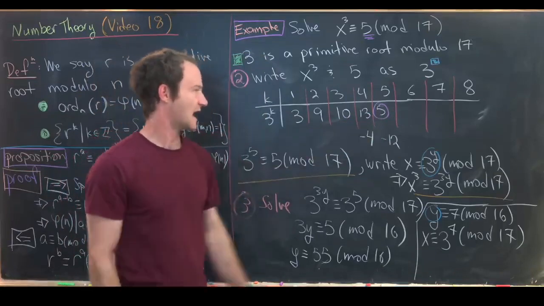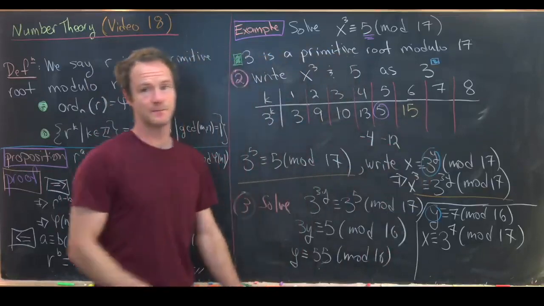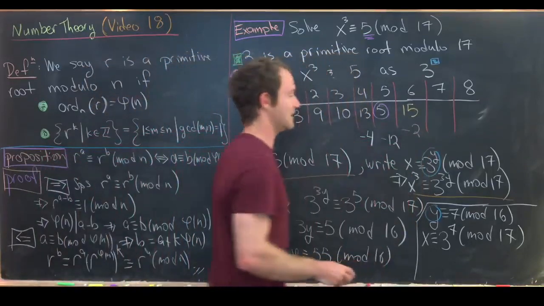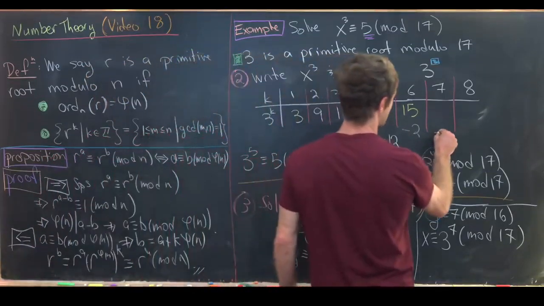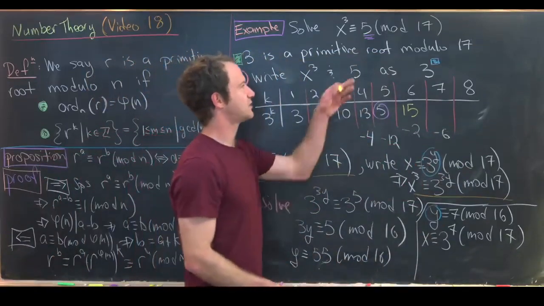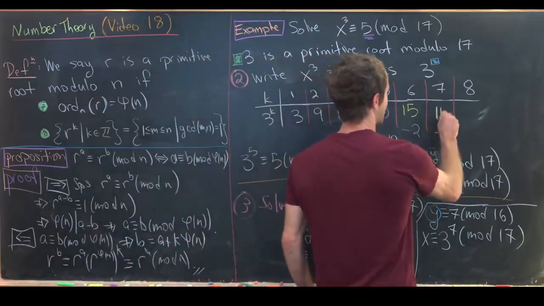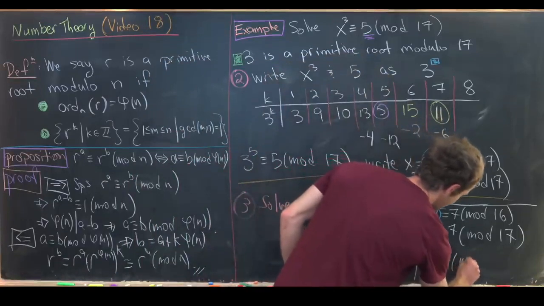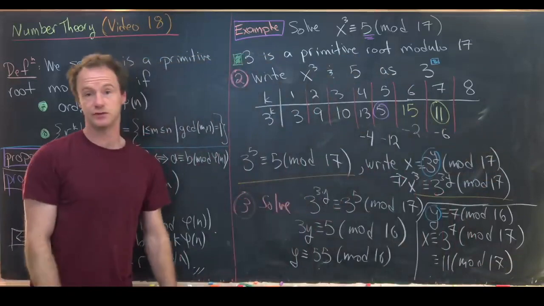So if 3 to the 5 is 5, that means 3 to the 6 is 15. Notice that 15 can also be written as -2, which is maybe a little bit easier to work with. That means 3 to the 7 would be -6. But notice -6 plus 17 is equal to 11. So in fact, the number that we're looking for here is 11. So this is congruent to 11 mod 17. And there we've got a solution.